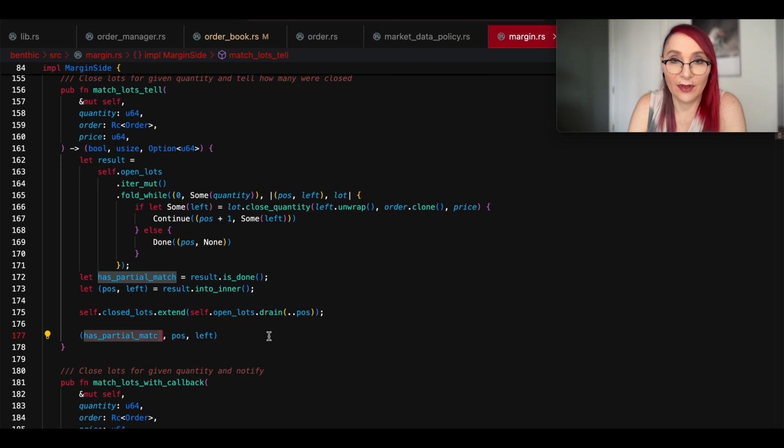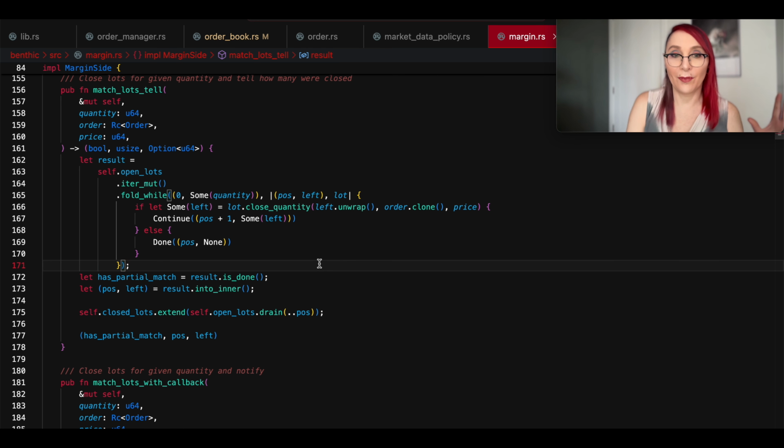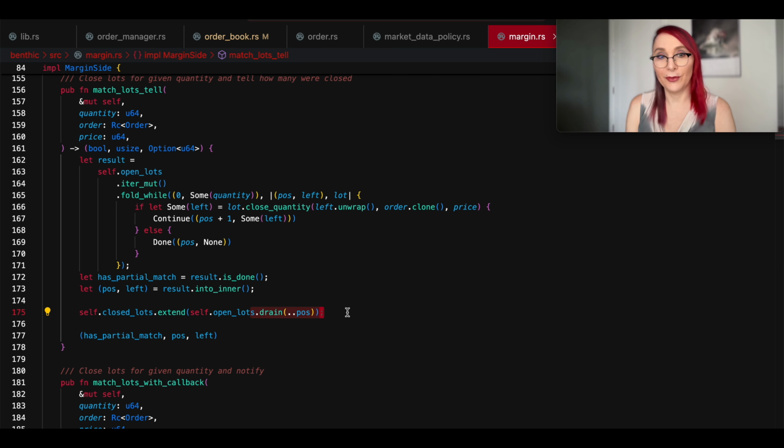Now we take the result of this fold while. The result is a tuple: a position and the quantity that was in excess, okay? And we take this position and we drain the lots until this position. Position, as you can see, we increment every time we have excess. So we go through lots. If we have excess after we close the first lot, the position becomes 1, and then it becomes 2, and so on. So we drain all the lots that are fully closed. We drain them and we put them into the closed lots.